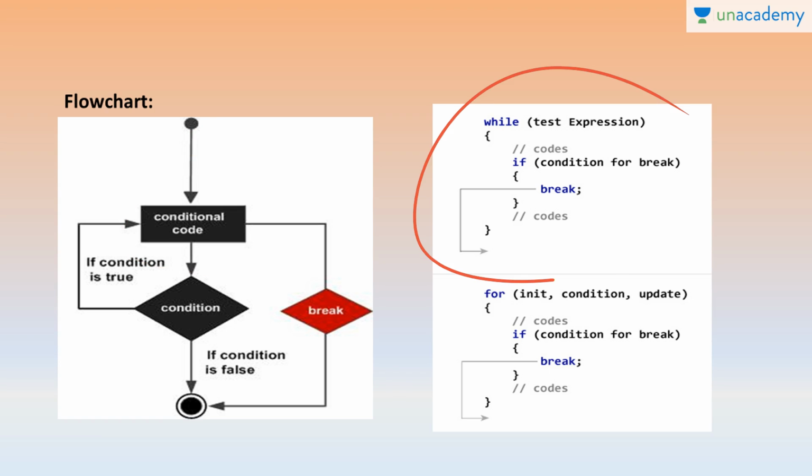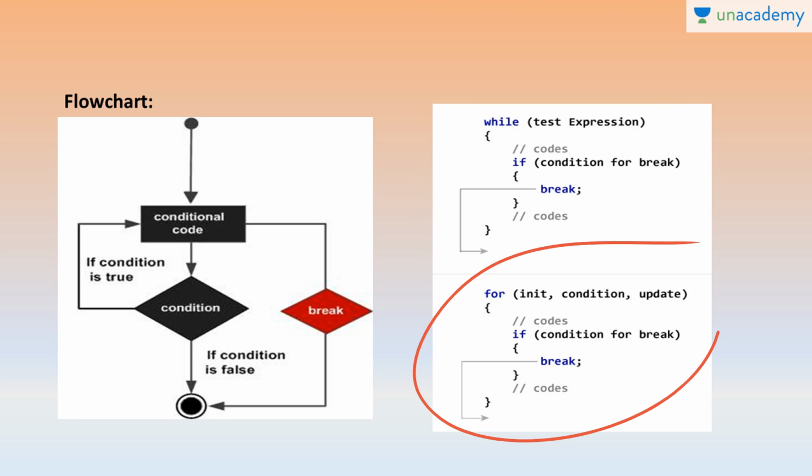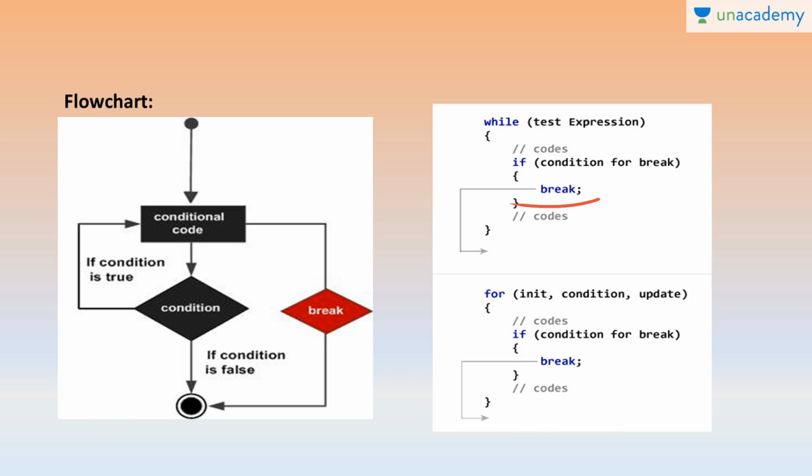So this is how break statement is encountered in while and for loop. When break statement is encountered inside the loop, without waiting for condition to be false, it just comes out of the loop here. See, even in for loop, it just comes out of the loop, terminating the loop and starts executing from the next statement after the loop.